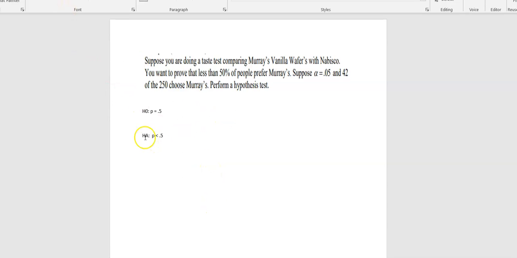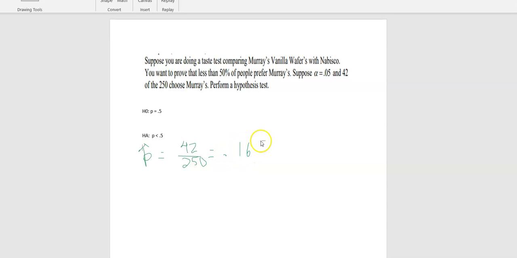All right, now let's do our test statistic, but before we can, we need P hat. So P hat is 42 out of 250 people. So that's going to give us 42 out of 250, which is 0.168.